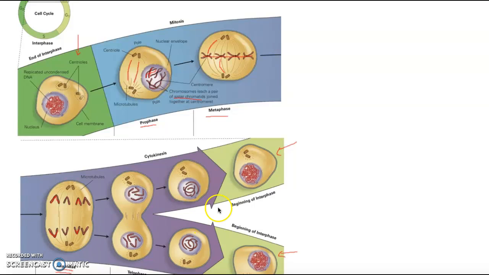So the result of this then is we have 2 daughter cells that are identical to each other and to the parent cell. So in summary, mitosis is a type of cell division that produces 2 daughter cells that are genetically identical to each other and to the original parent cell.